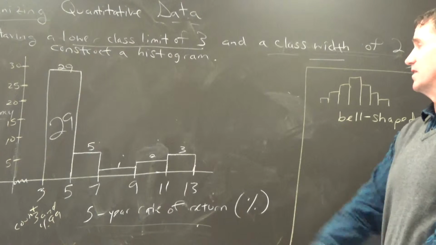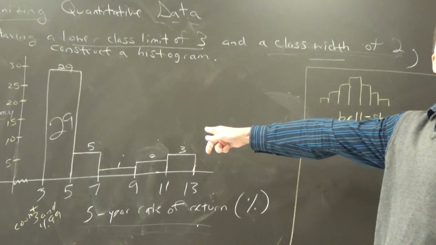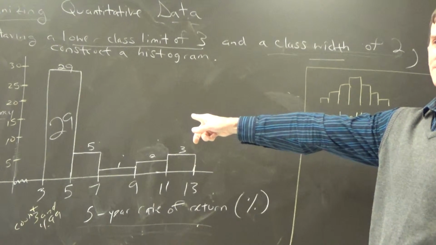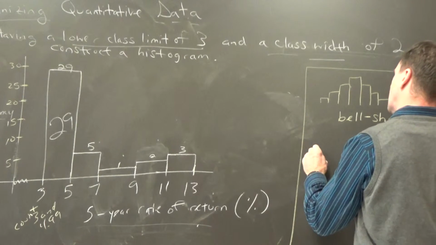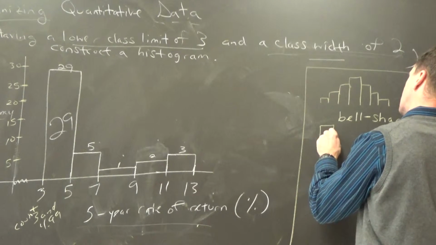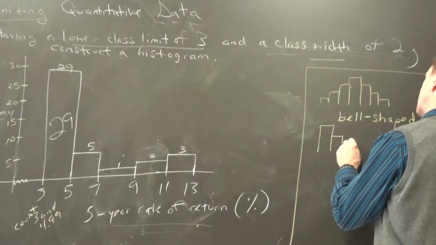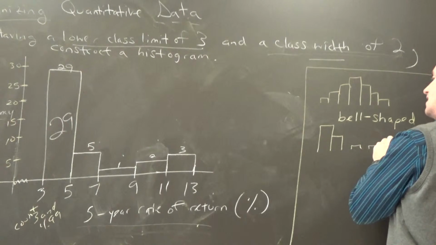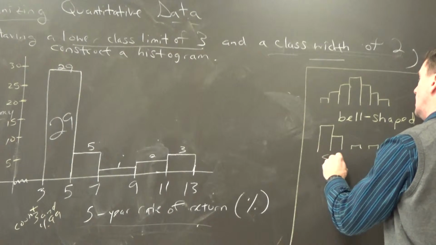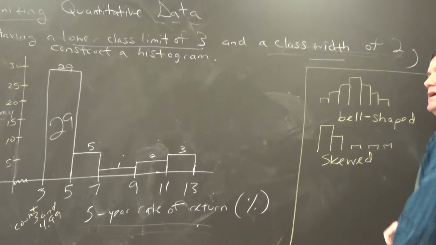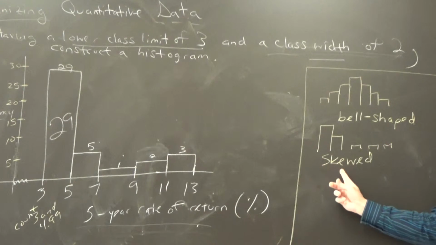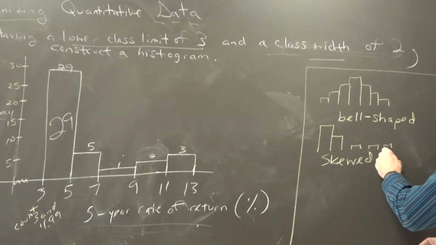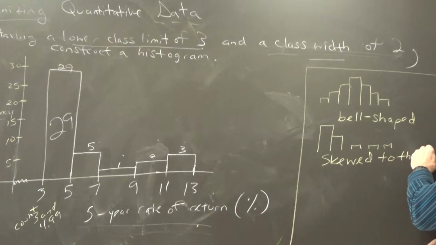Bell-shaped distribution. Well, this thing is not bell-shaped, do you agree? This is skewed. And so I want to show you, if you had a distribution like this, really high on the left, and then it kind of went down to the right like that, that's called skewed, S-K-E-W-E-D, skewed to the right.